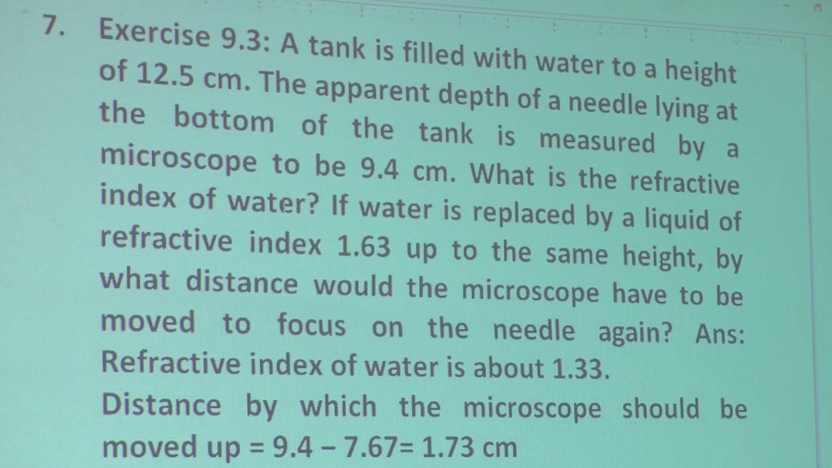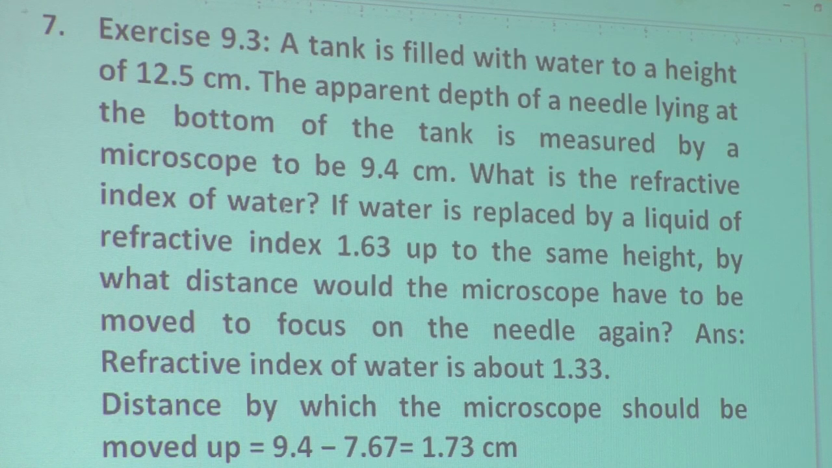So apparent depth is measured to be 9.4. What is the refractive index of water? If the water is replaced by another liquid of refractive index 1.63, then what distance should the microscope be moved to focus the needle again? So the answer is given. Refractive index of water is 1.33 and the distance by which the microscope should be moved is given. So a pin is placed inside the beaker and a tank is filled with water to a height, and a pin is inside the beaker.